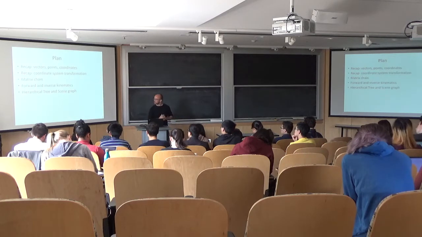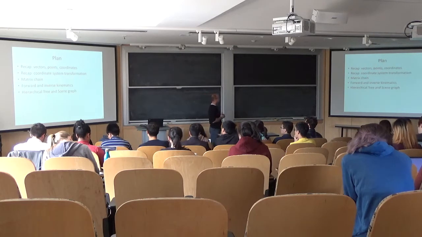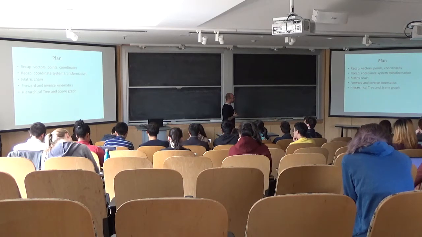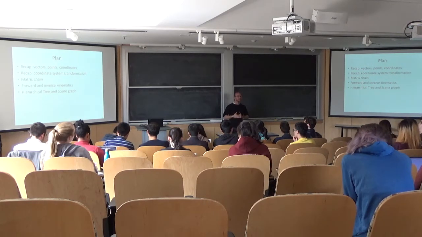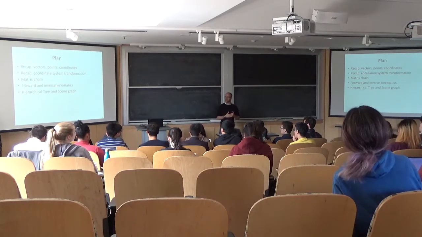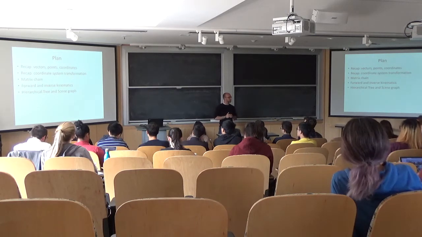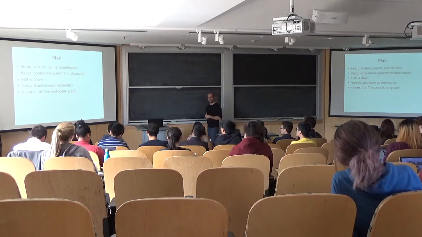So we'll spend maybe about 20 seconds doing a quick recap of vectors, points, and coordinates. I think I did that to death in our previous lecture, and talking about coordinate system transformations. And then our big goal for today is to chain things together. And in the process of doing that, we'll talk about two problems in kinematics, forward and inverse kinematics. This will also be our introduction to computer animation, which I think is the next big topic in this course.